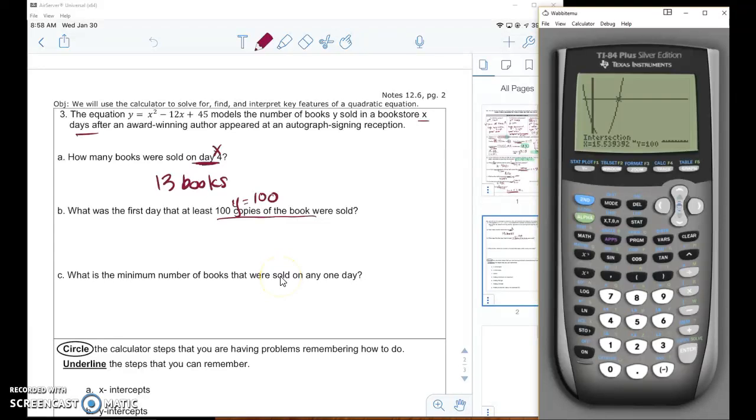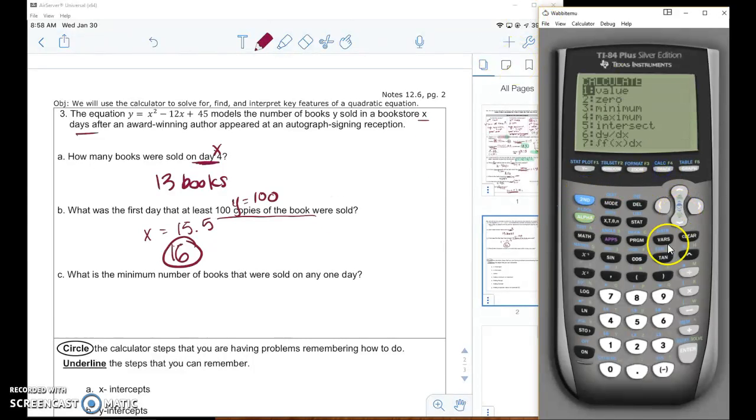Continuing where we left off, my calculator shows me that the intersection is at x equals 15.5. So I would say that the first day that at least 100 copies were sold was on day 16. Because if I do second trace value when x equals 15, my y value is only 90. So on day 15, there were not 100 copies sold.